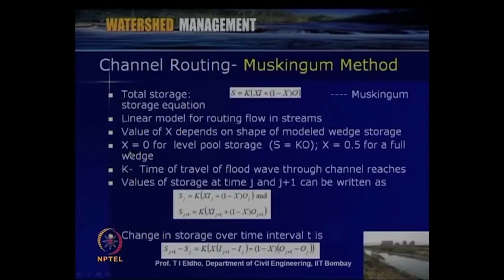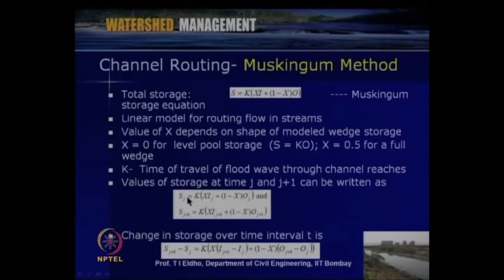As I mentioned here, K is the time of travel of the flood wave through the channel reach. For the values of storage at times j and j plus 1, we can rewrite this Muskingum equation as follows.